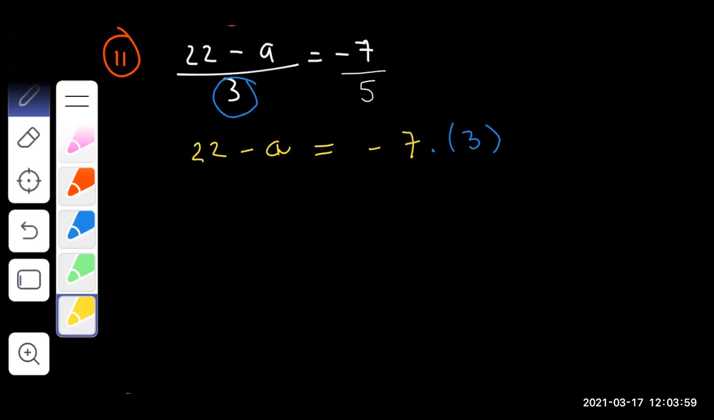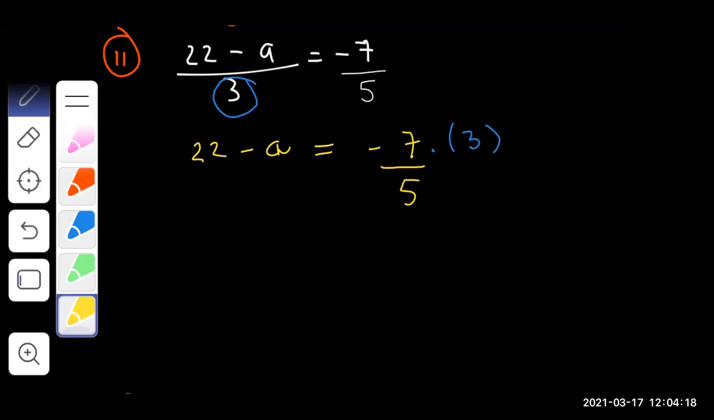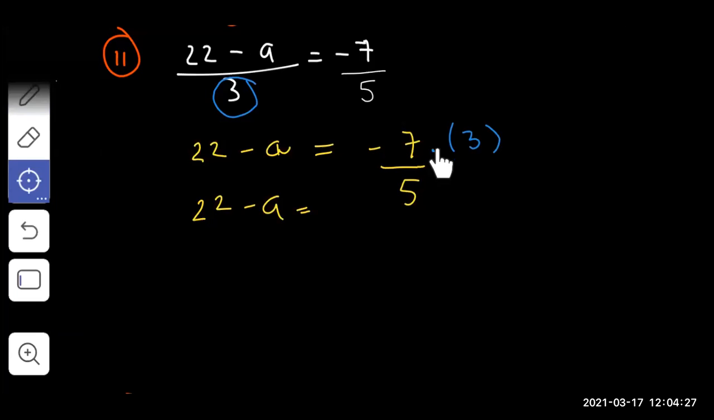Now, let me think about that. Okay, I'm going to leave the 5 here because the 5 was here, right? Negative 7 over 5. That 3 was dividing, so on the other side it's going to be multiplying. What I did is just move this 3, guys. Now, take a look that this is simpler. Now I'm going to leave the variables on one side. I'm going to copy this. 22 minus a equals, and let's try to solve this, guys.